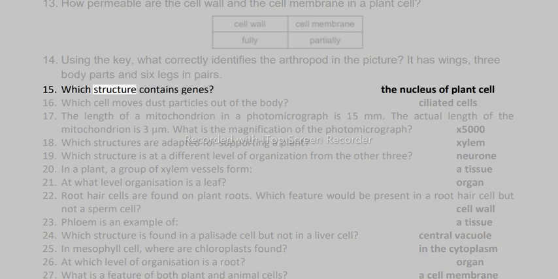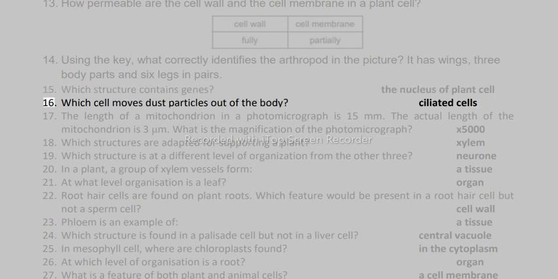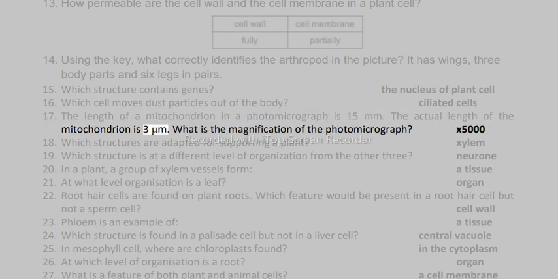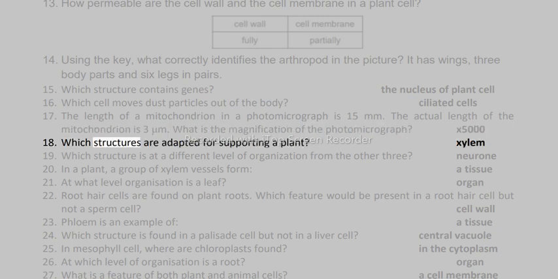15. Which structure contains genes? The nucleus of plant cell. 16. Which cell moves dust particles out of the body? Ciliate cell. 17. The length of a mitochondrion in a photomicrograph is 15 millimeters. The actual length of the mitochondrion is 3 micrometers. What is the magnification of the photomicrograph? X 5000. 18. Which structures are adapted for supporting a plant?